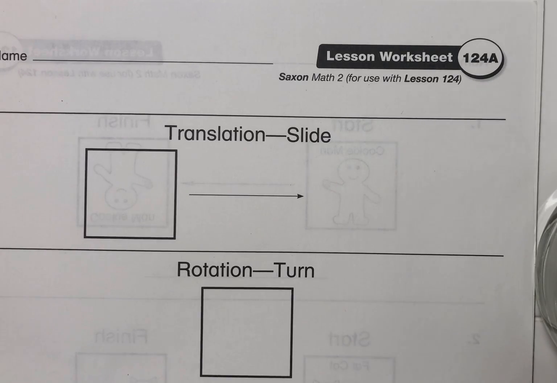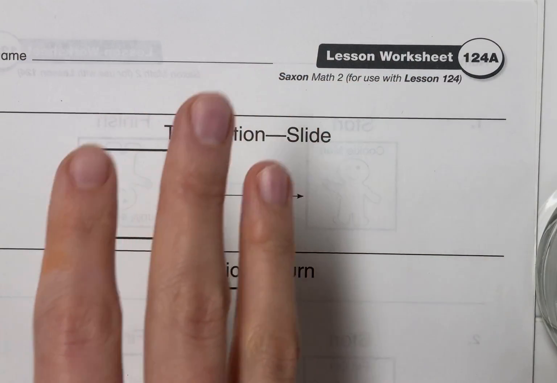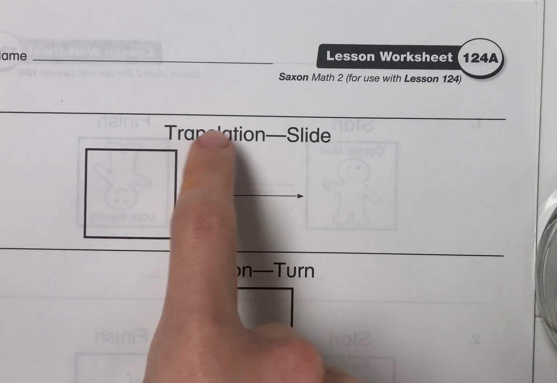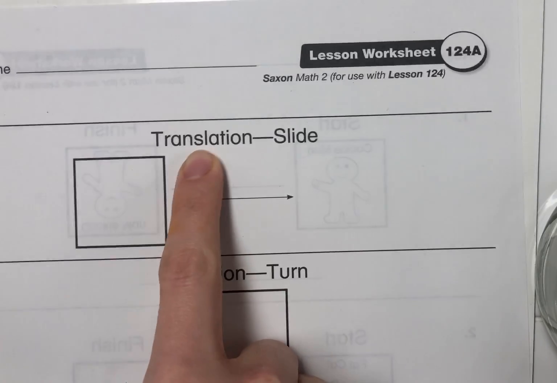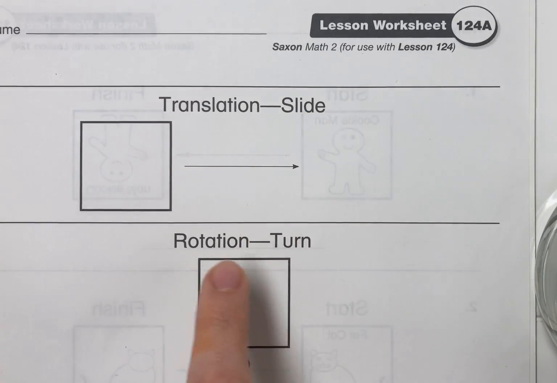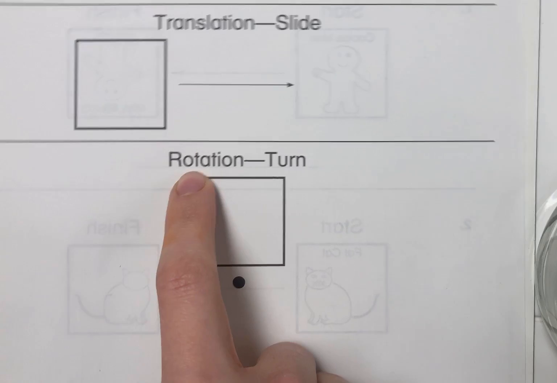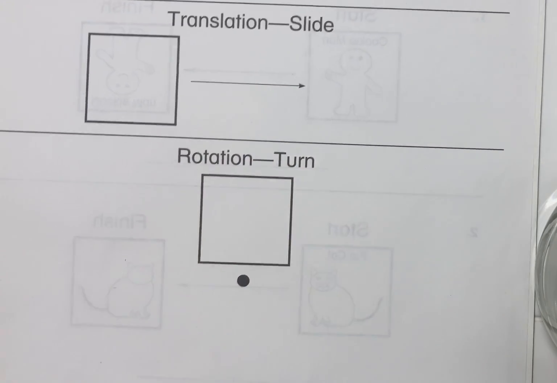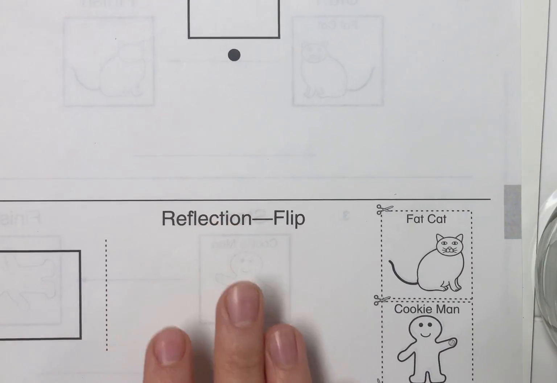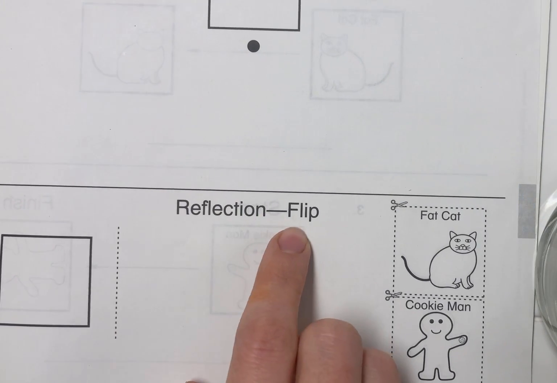Hi, second graders. So today we're going to be learning about 3 different movements. So let's go over those first. Our first one is called a translation. That's a big word, so we're going to be calling it a slide. Our second movement is called a rotation, and we're going to call it a turn. And our last movement is called a reflection, and we're going to be calling it a flip.